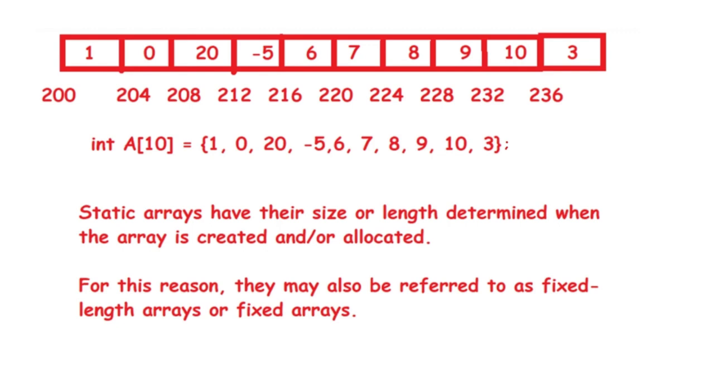So static array has the size or length determined when the array is created or allocated. In this case, when you declare the array, you have to specify how many elements there are in the array before you assign the elements to the array itself. In this case, we have to predetermine that the array is gonna have the size of 10 integers. For this reason, they are called fixed size arrays or fixed length arrays.